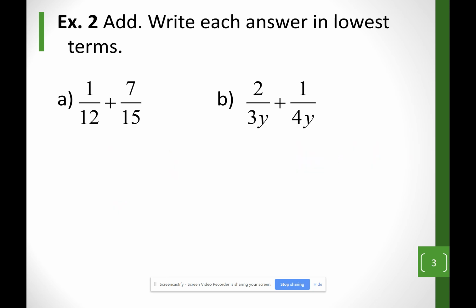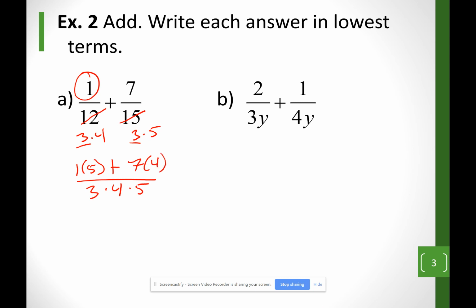Now, when we don't have a common denominator, we must get a common denominator. I know 12, I can write that as 3 times 4. I know 15, I can write that as 3 times 5. The common denominator is 3, which is my common factor, times 4 times 5. Now, on my first fraction, the factor that I'm missing is 5. So I'm going to have 1 times 5. My second fraction, it seems like the factor that I'm missing is 4. So I'm going to have 7 times 4.